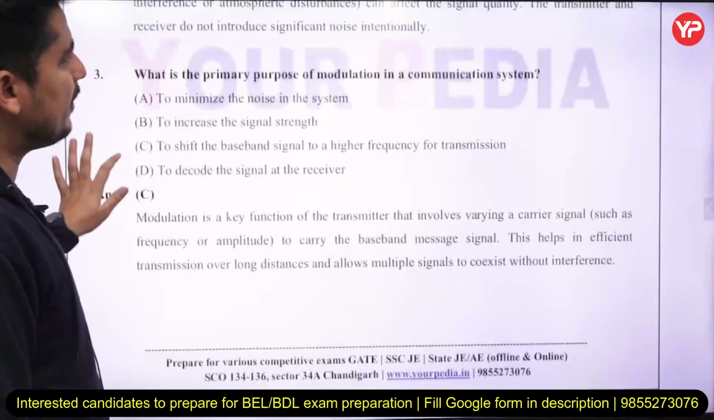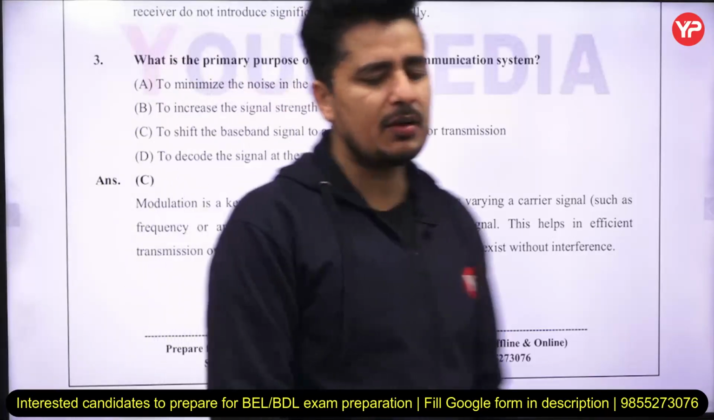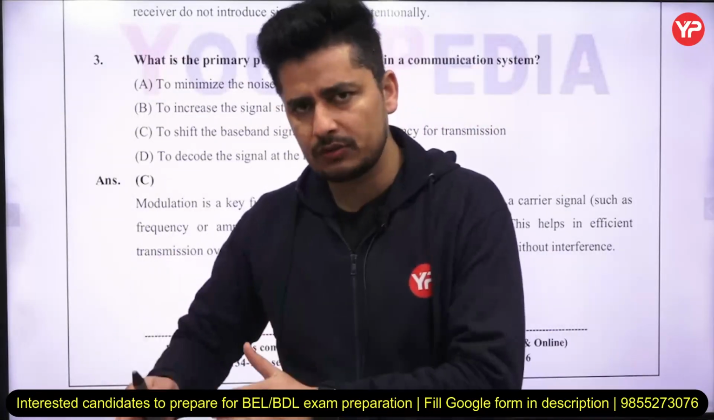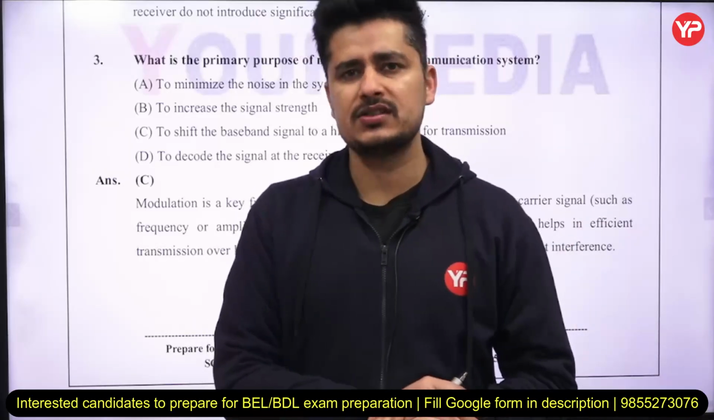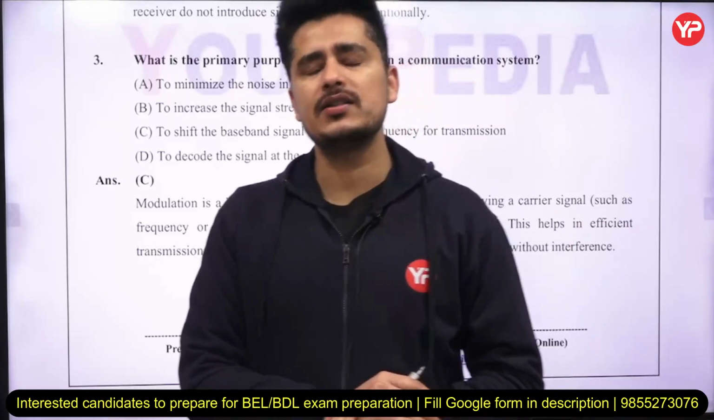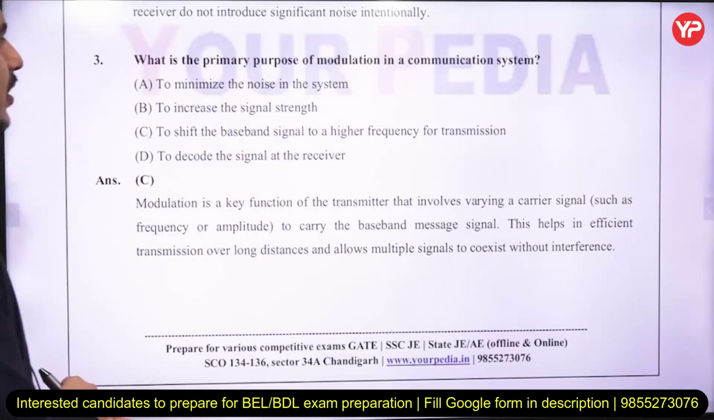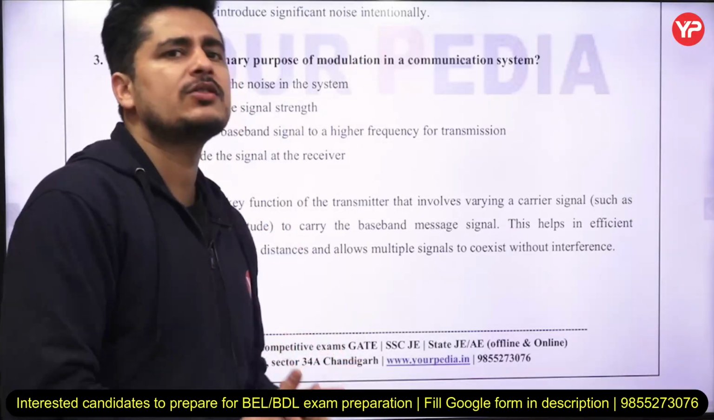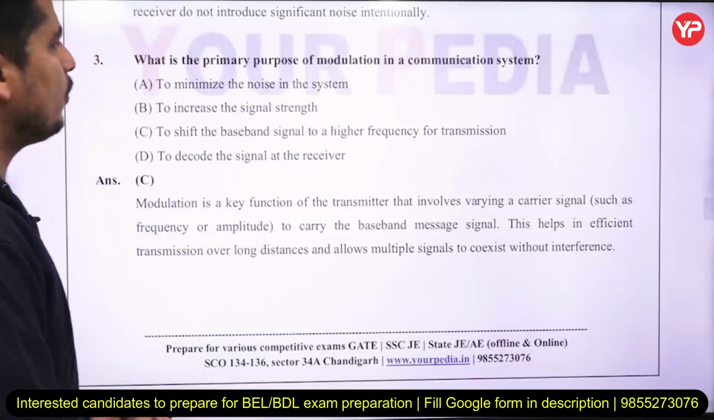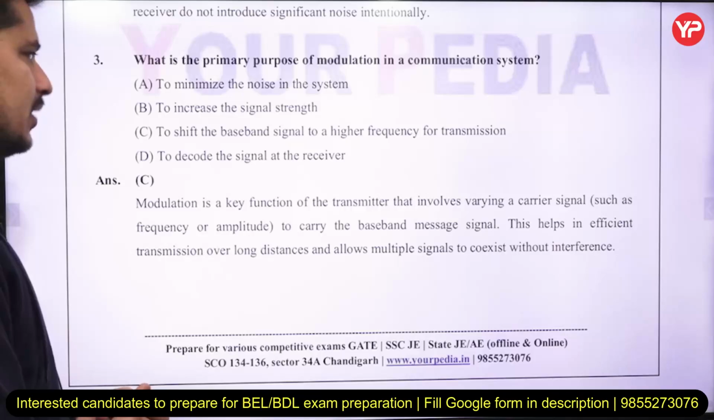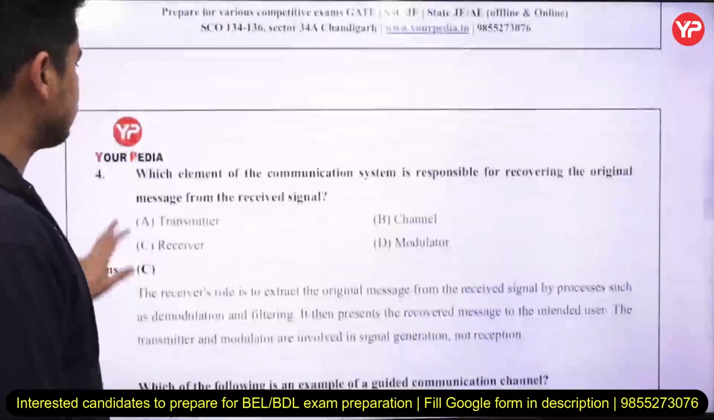What is the primary purpose of modulation in a communication system? Modulation is a process to convert a low pass or low frequency signal into a high frequency signal. Low frequency signals are always called baseband signals. So it converts the baseband signal into a high frequency signal for transmission. Okay, next.